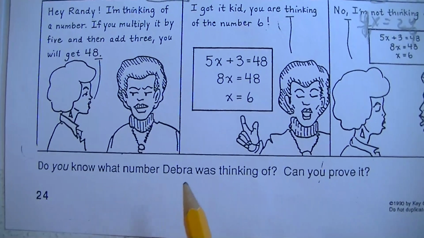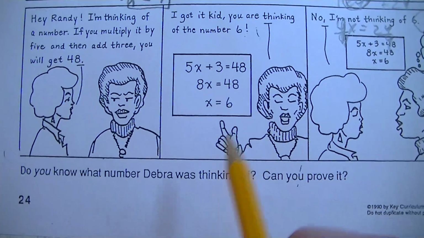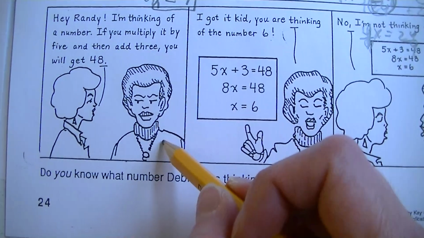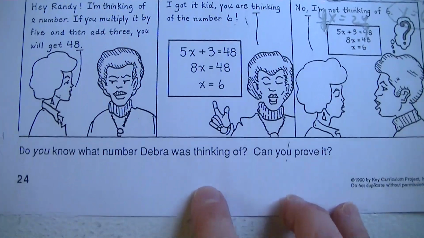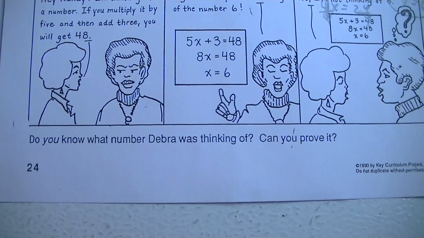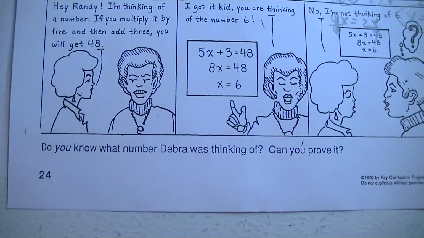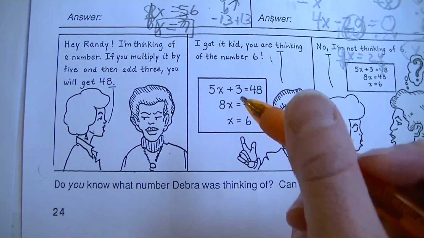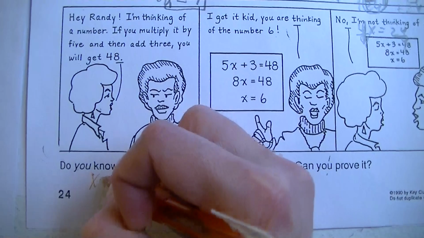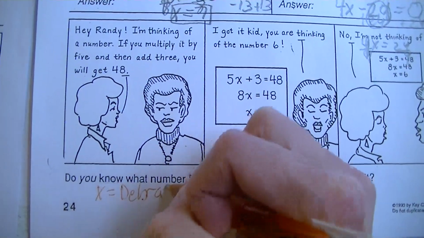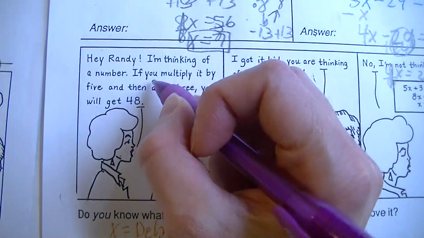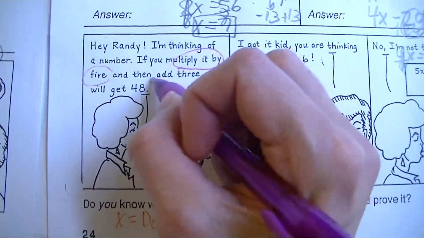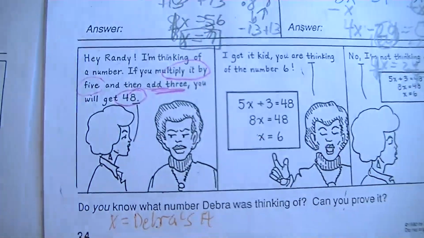Do you know what number Deborah was thinking of? Can you prove it? So apparently this is Randy and this is Deborah. So do you know what number they're thinking of? Can you prove it? Well, you're going to start off by obviously reading it, and we're trying to think of the number. So my x is going to represent Deborah's number. She's saying you multiply it by 5, and then you'll add 3. You will get 48.